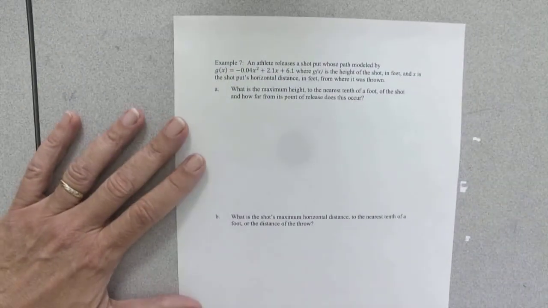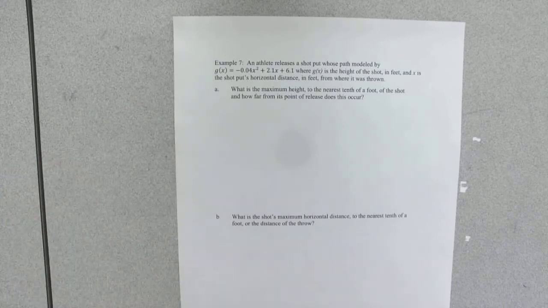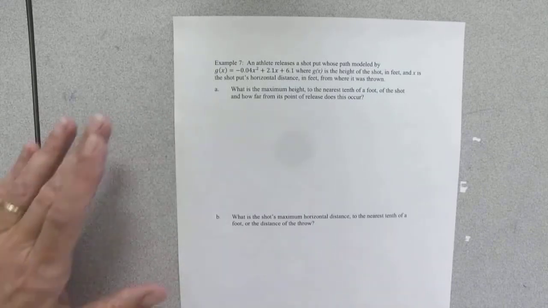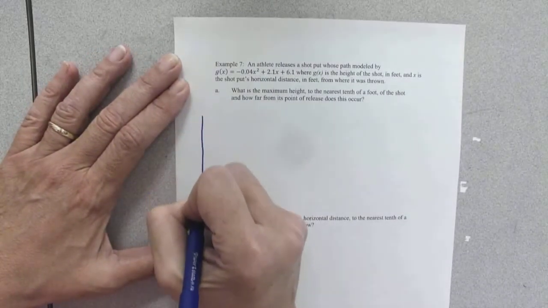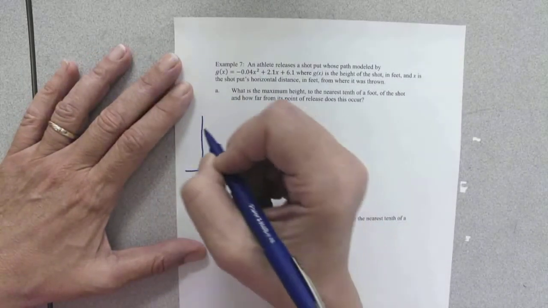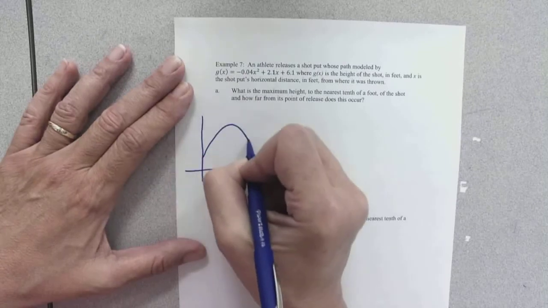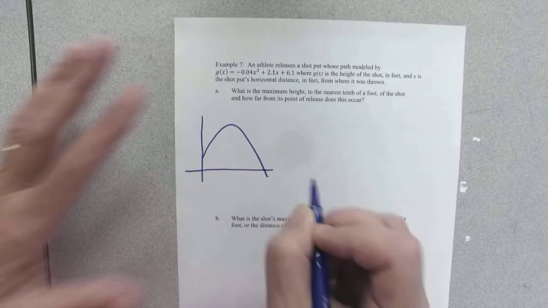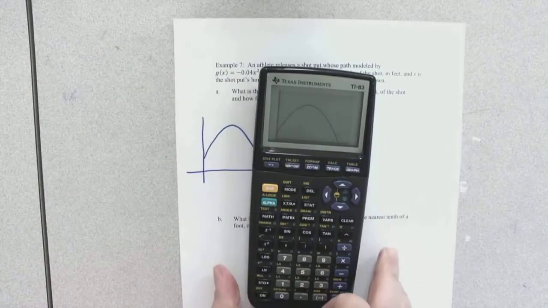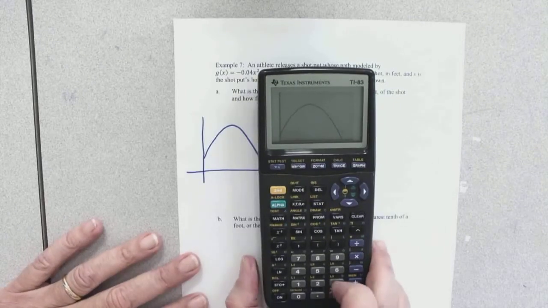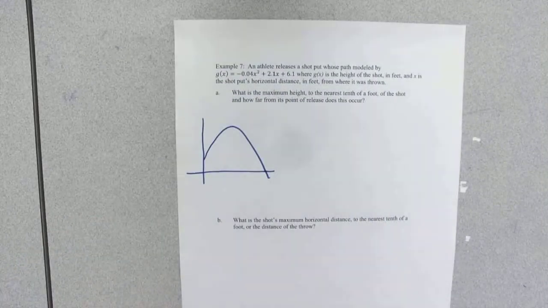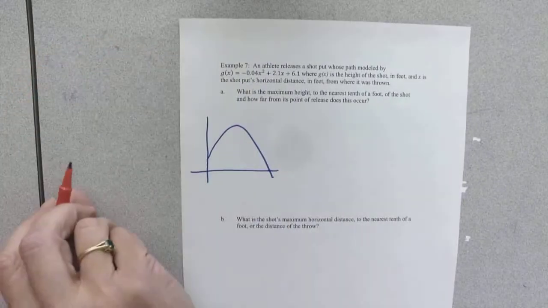Okay, what is the maximum height to the nearest tenth of a foot? How far from a point of release does this occur? So we already know that the picture looked something like that, all right? Just a real rough picture. That's what the picture somewhat looked like. So what is the maximum height to the nearest tenth of a foot of the shot put, and how far from its release point?